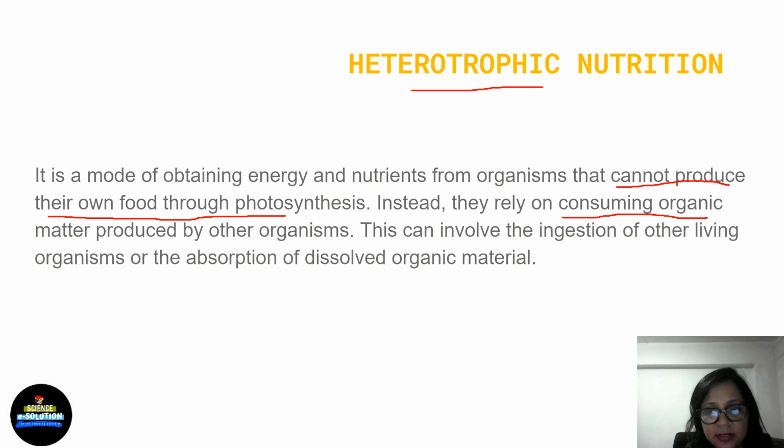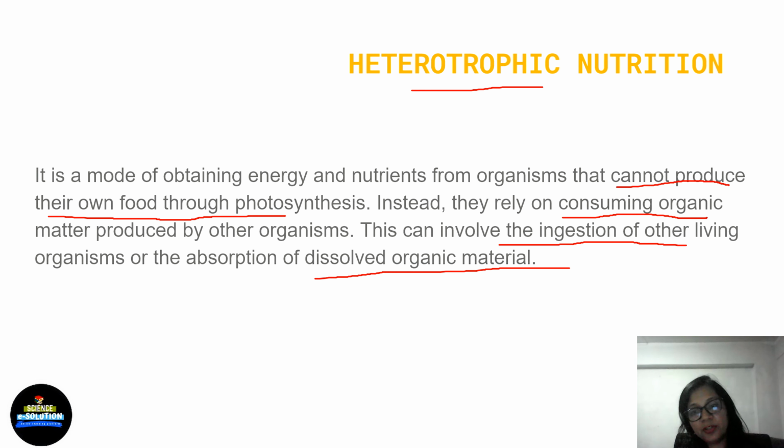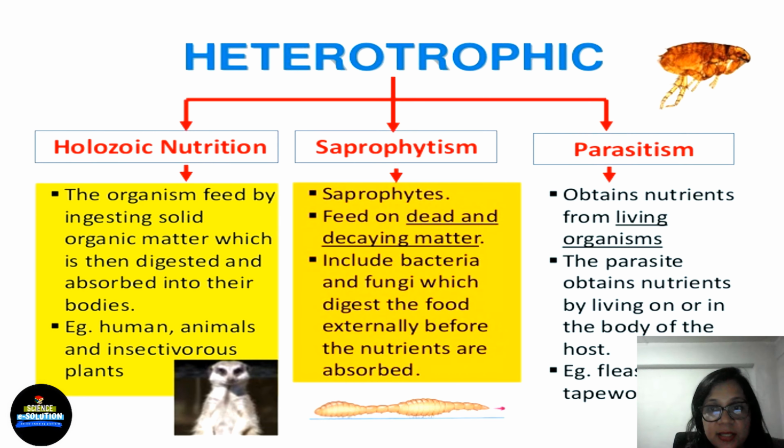For example, it may be a plant or an animal eating another animal. So it can involve the ingestion of other living organisms or the absorption of dissolved organic material. You will understand this point in detail when we explain the next slide. When we talk about autotrophic nutrition, it is just autotrophic nutrition. But when we talk about heterotrophic nutrition, there are different types. This again is a very important point which you have to understand. So, different types of heterotrophic nutrition.